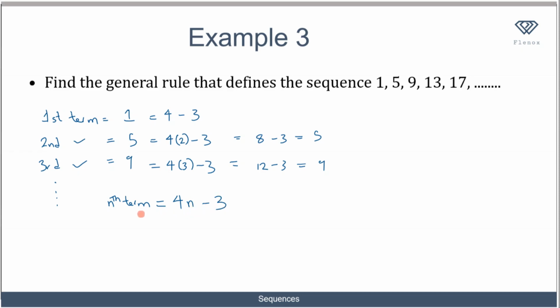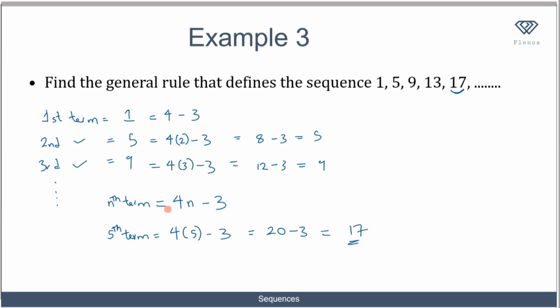So now let's experiment with what we have gotten to see if we are correct. Let's try to calculate the fifth term. The fifth term will be 1, 2, 3, 4, 5, which is 17. So let's use our formula to calculate the fifth term. The fifth term will be equal to what? 4 times 5 minus 3, and that gives us what? 20 minus 3, and that gives us 17. So as you can see, our answer is correct.